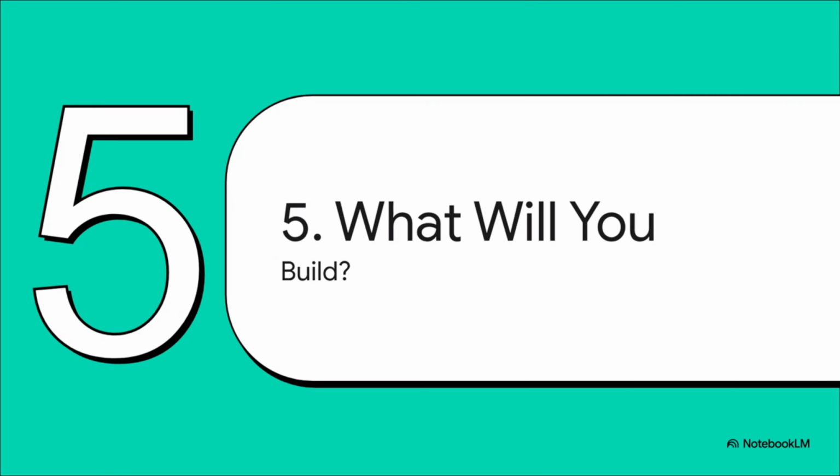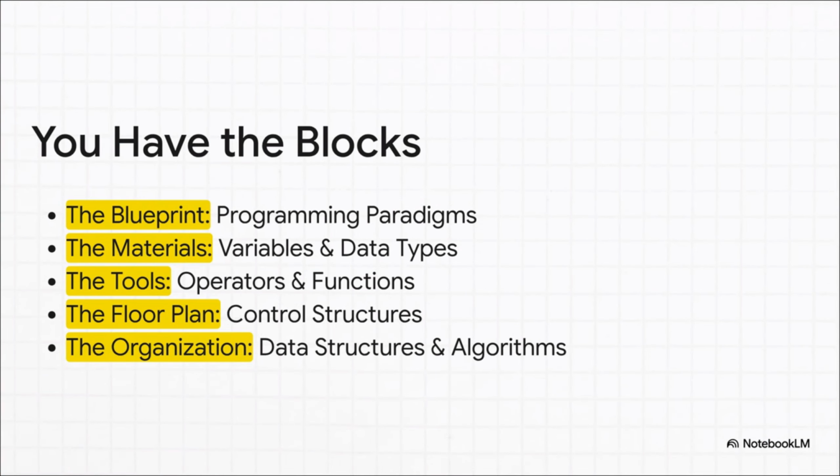And there you have it. Seriously, from a simple idea, a blueprint, we've now built a complete, organized, and functional structure. Let's just do a quick flyby and look at all the pieces we put together. So let's just recap. We started with our blueprint, the programming paradigms. Then we gathered our raw materials, which were variables and all their different data types. We used our tools like operators to shape that data. We laid out the floor plan using control structures to direct the flow. And finally, we brought in the organization with data structures and efficient algorithms.